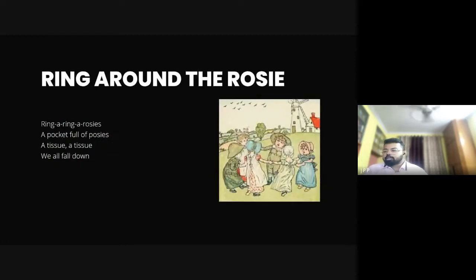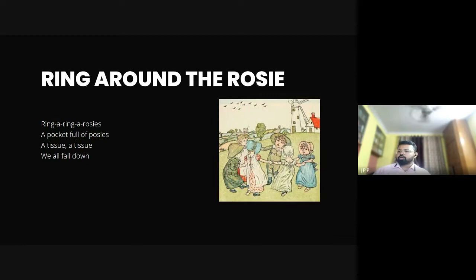I had another example lined up for you, and this is another one which you have pretty much all heard about, right? Ring Around the Rosie. "Ring around the rosy, a pocket full of posies, a tissue, a tissue, we all fall down." Now, this is a poem from the 1600s, or more specifically the 1660s.